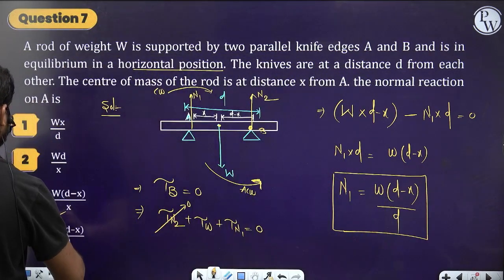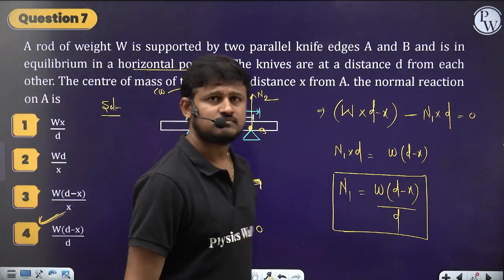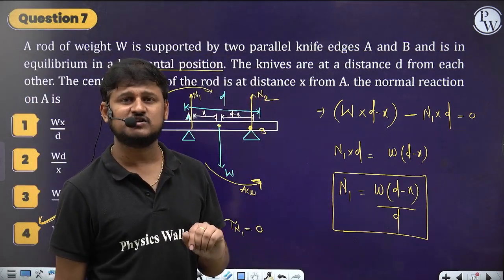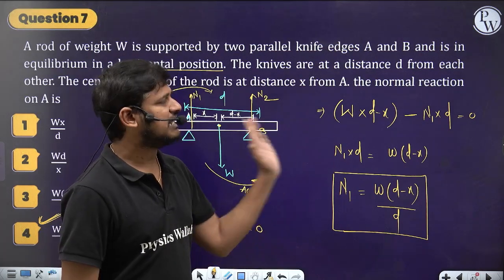So option D, option 4, is the correct one. Clear, guys? Understood the concept? This is about torque and static equilibrium.